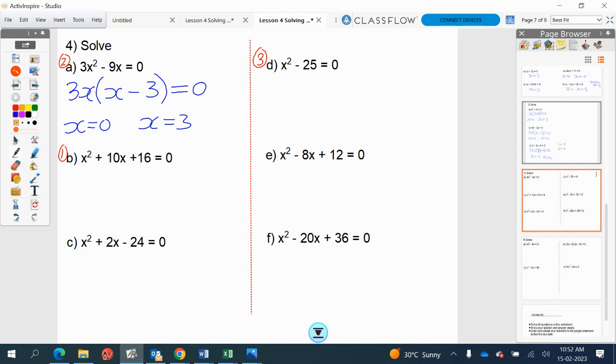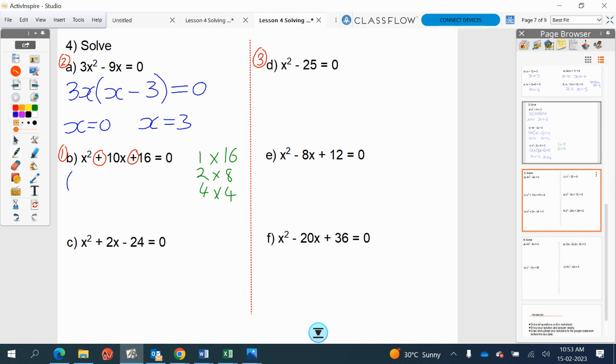This is a trinomial. For this one, we need to start by looking at the factors of 16. So 1 times 16, 2 times 8, and 4 times 4 are the factors of 16. Because this sign here is positive, it means both the signs in the brackets will be the same. Because this sign here is also positive, it means they'll both be plus signs.